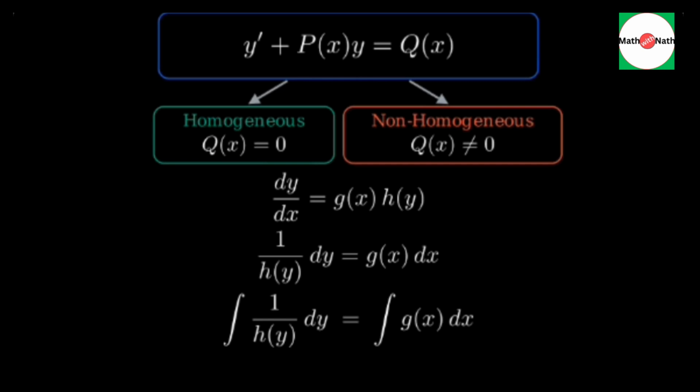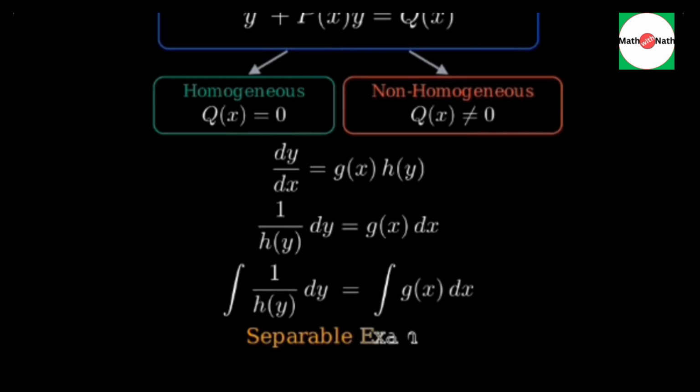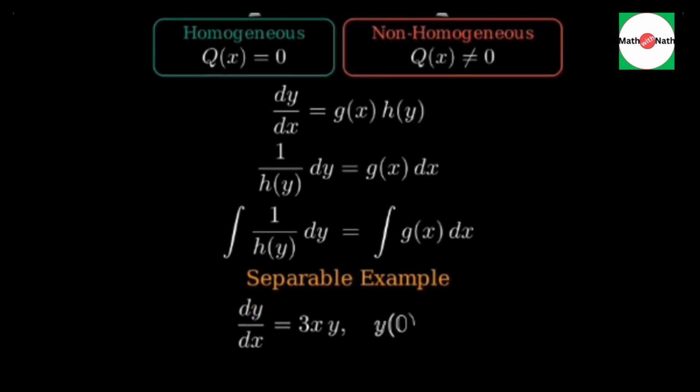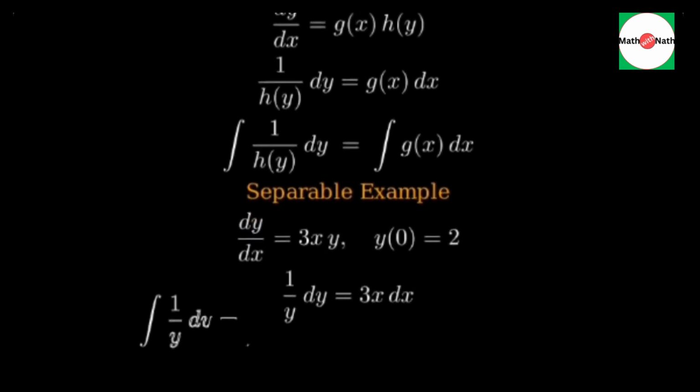Let's solve a quick example by separation. dy/dx = 3xy, with the initial condition y(0) = 2.